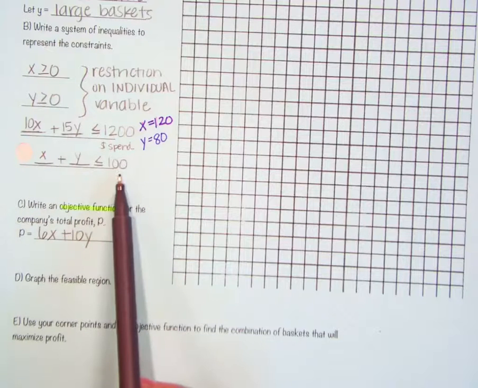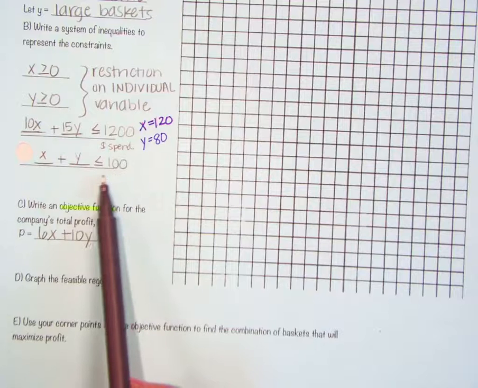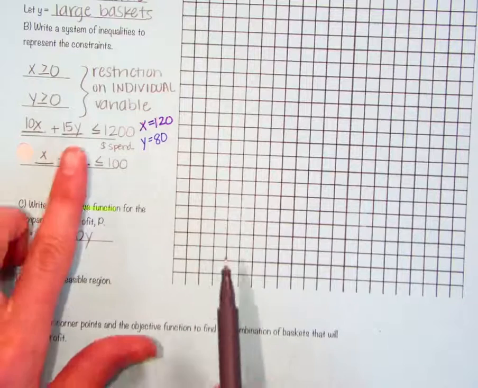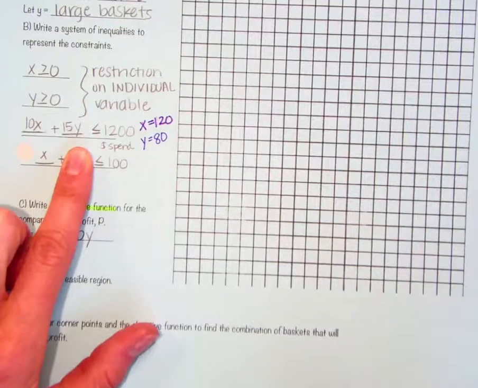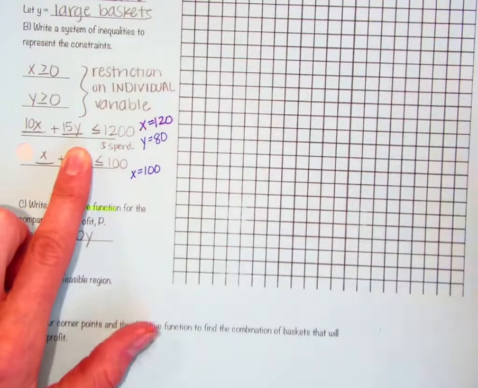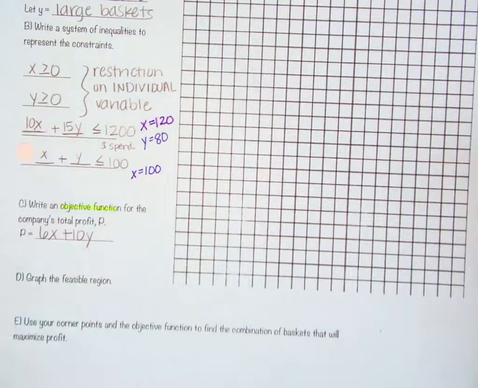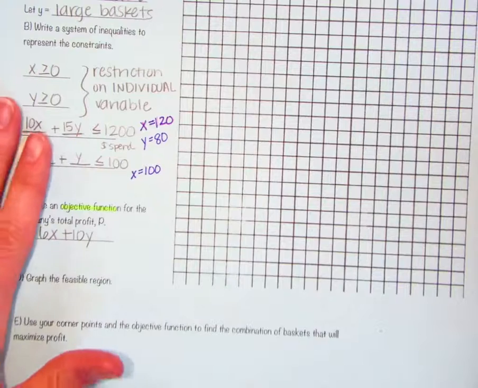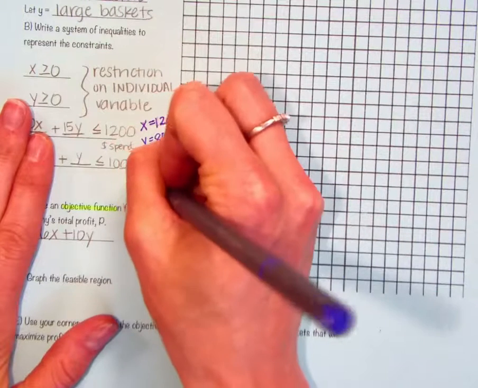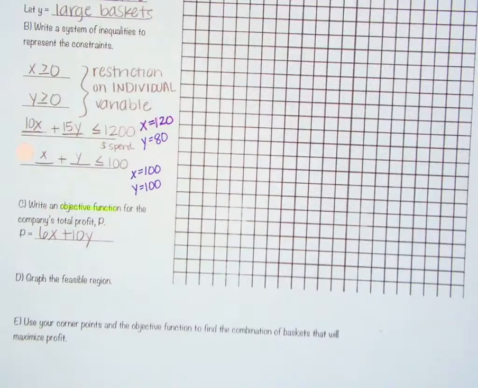So then for this next one, I'm going to do the same thing. If I want to find my x-intercept, that means the value of y is 0, so that term disappears. So my x-intercept here would be 100. The y-intercept makes the value of x 0, so that goes away. The value of y is also going to be 100.